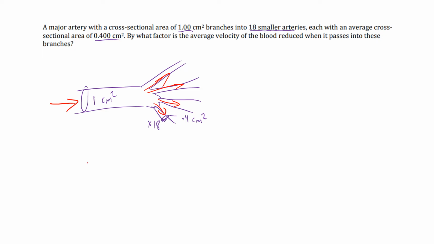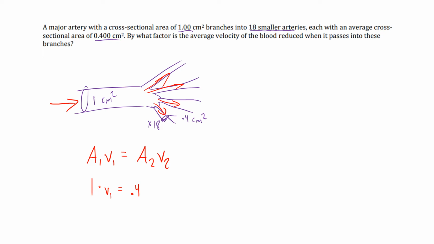So we know our A1V1 is going to equal our A2V2. A1 is going to be 1. There's only 1 centimeter squared. We're just going to work in centimeters here because it's easier. I mean, why convert everything just to convert it? So times V1 is going to equal A2. The area of here is 0.4.